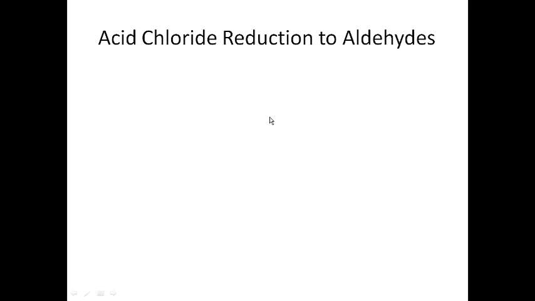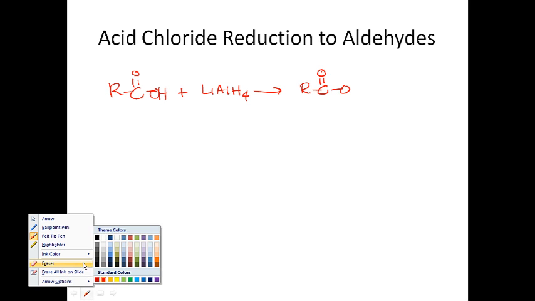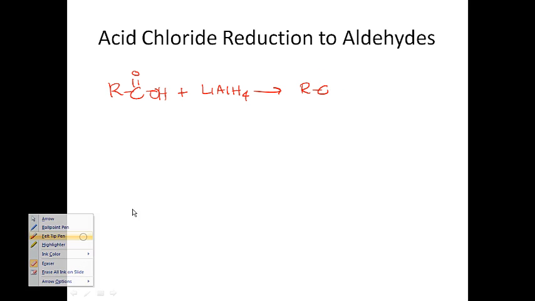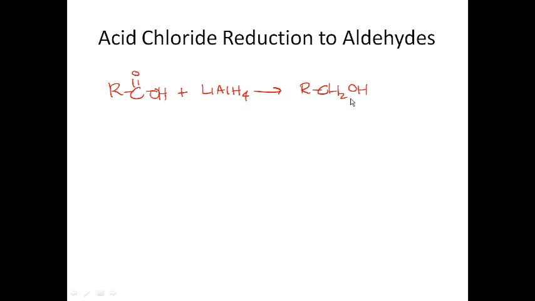All right, acid chloride reduction to aldehydes. So our acid chloride reduction to aldehydes means that I need to use what? I need to use a carboxylic acid, and I need to reduce it. Am I going to reduce it with lithium aluminum hydride to get an aldehyde? No. If I use lithium aluminum hydride, as was shown on the last slide, I'm going to make a primary alcohol. So I need to tone down the lithium aluminum hydride.